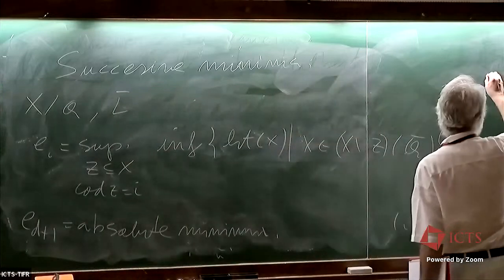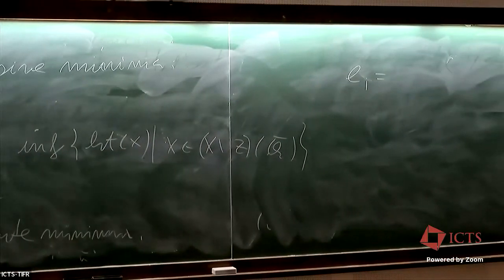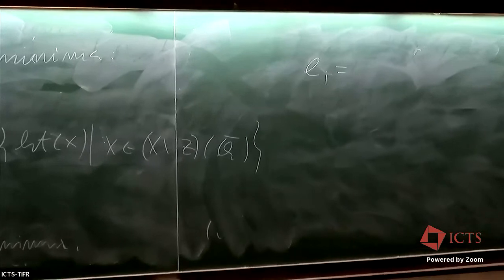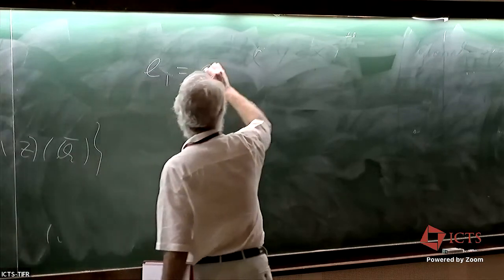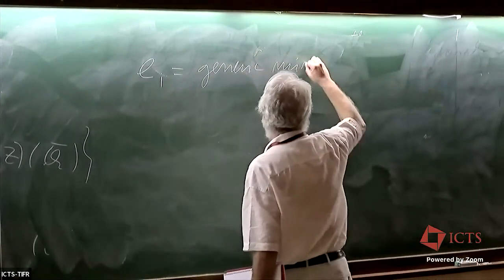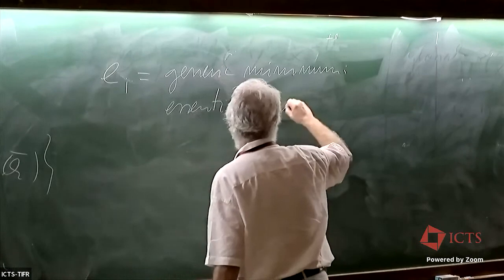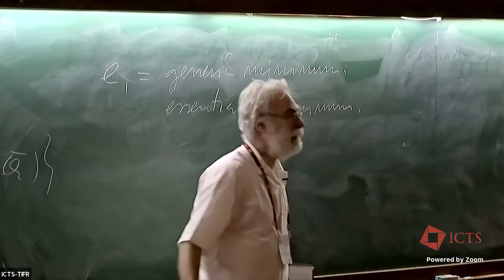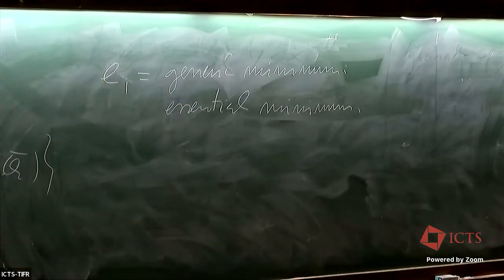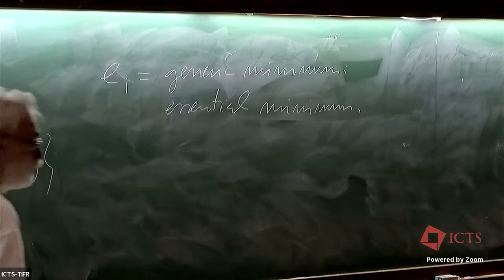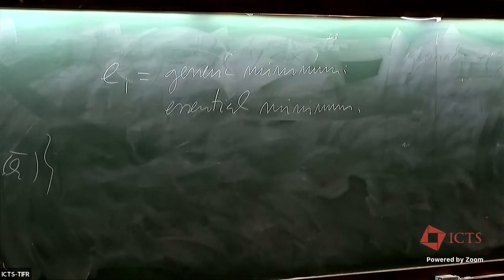If I look at e one, what is this? I have the right to throw away subvarieties of codimension one. That means I can throw away divisors, which means that I am looking at the generic minimum. So this is what is called the essential minimum. And then the other minima will tell me what happens on certain subvarieties. So for instance, e two will tell me that on a subvariety of codimension two, I can find some points of a smaller height, but if I am outside the subvariety of codimension two, then the height will be higher.